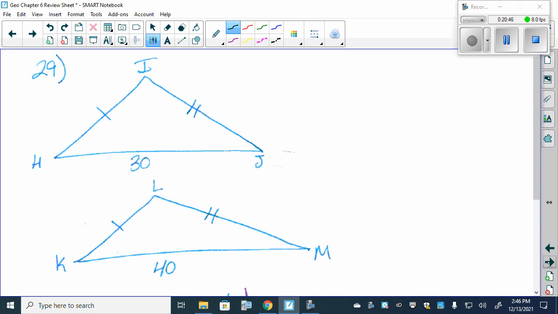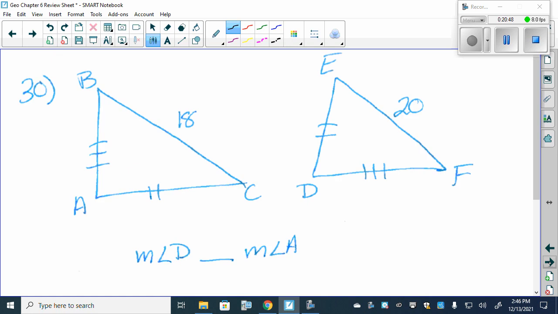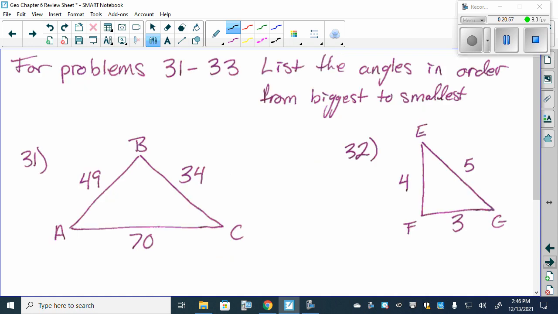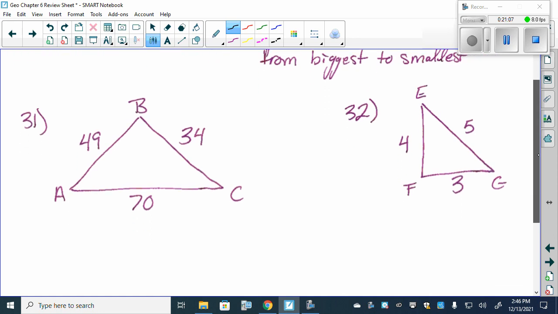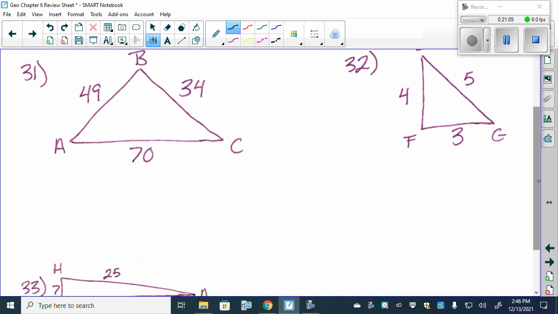Any other questions on 29 through, I think, 30? We good with these here? Okay. Question 31 through 33, list the angles from biggest to smallest. 31, 32, or 33, which one do we want to look at?